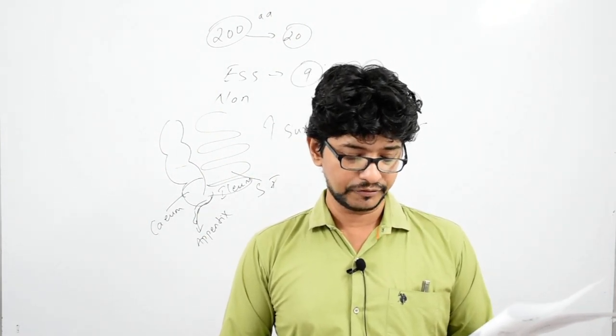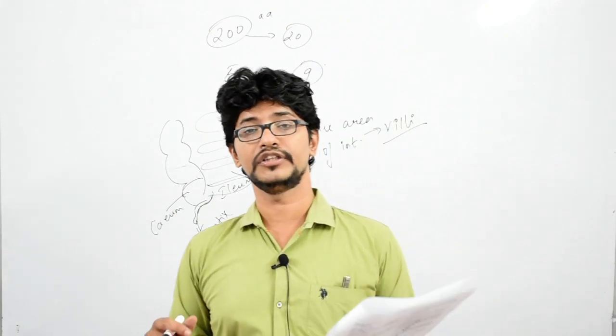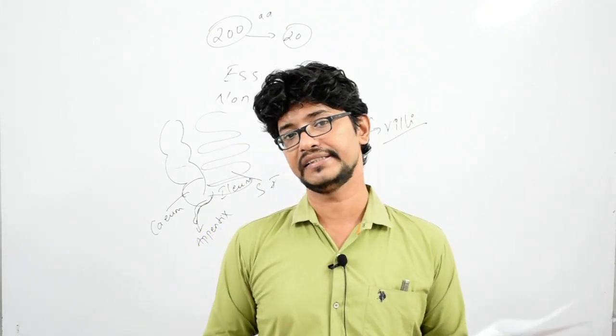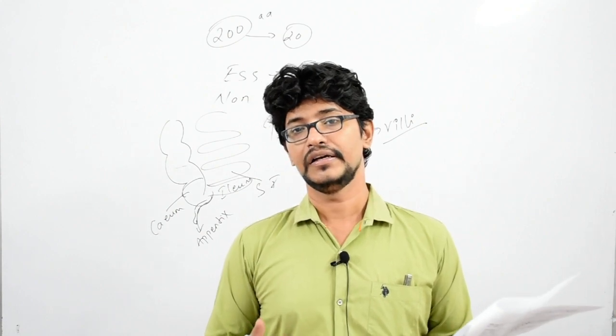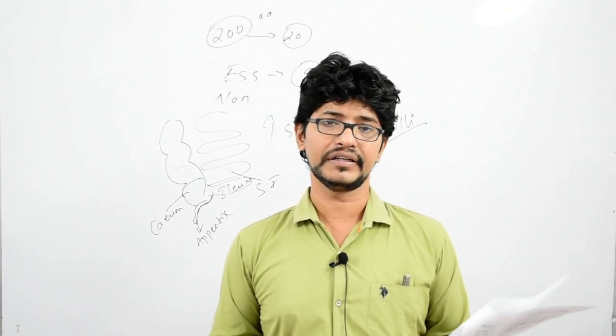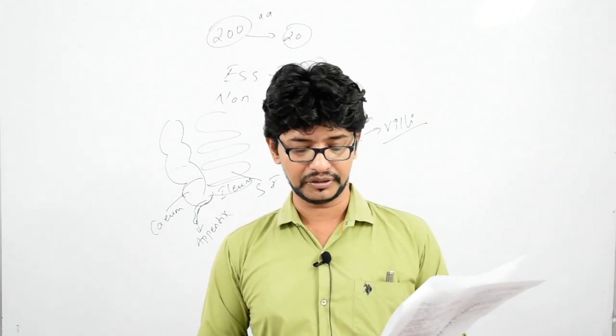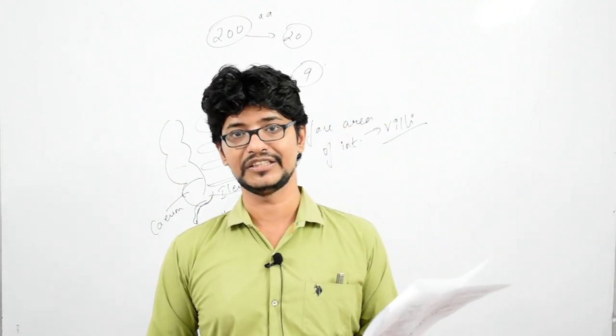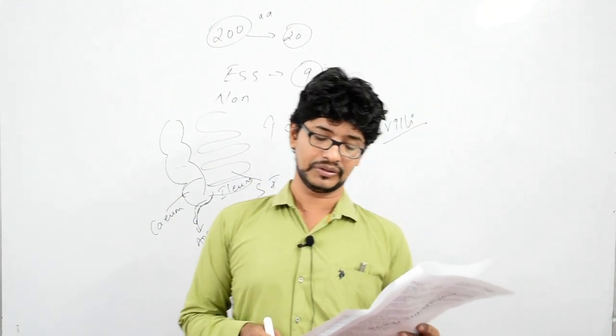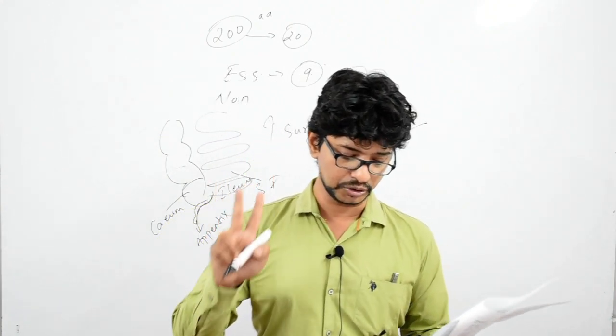Argentaffin cells in human beings are found in the stomach. We have about 6 types of cells: argentaffin cells, G cells, oxyntic cells, B cells, like basal cells. Argentaffin cells play an important function in the production of gastric secretion, and of course they are seen only in the stomach. So the correct option is 2.